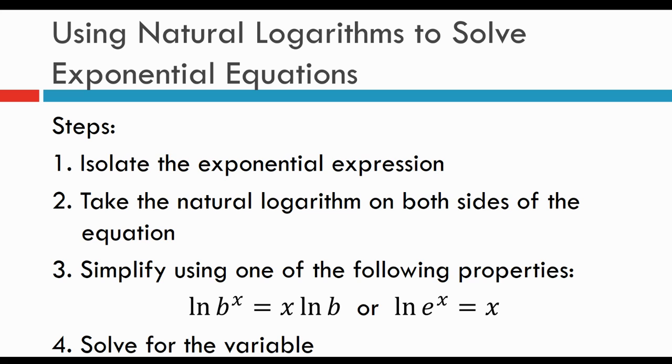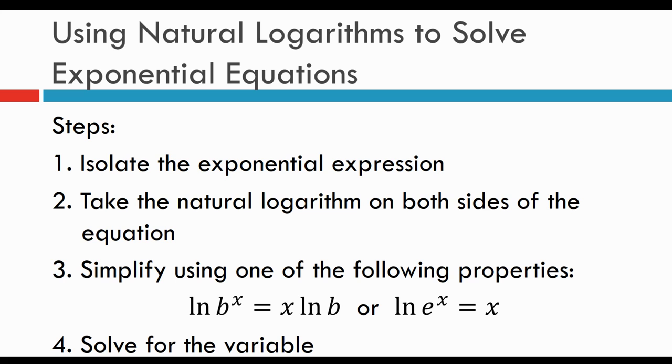So using the natural log to solve exponential equations, here are the steps. We are going to isolate the exponential expression. So any number that is on the same side as the exponent term, but is not attached to the exponent or the base, we have to move to the other side. Then we're going to take the natural log on both sides of the equation, because if you do something to one side, you have to do it to the other side to keep it balanced.